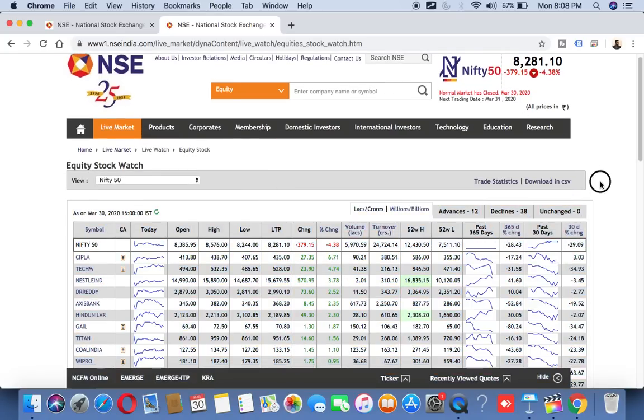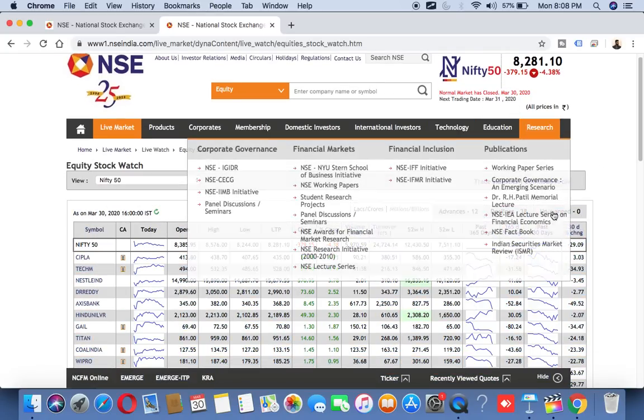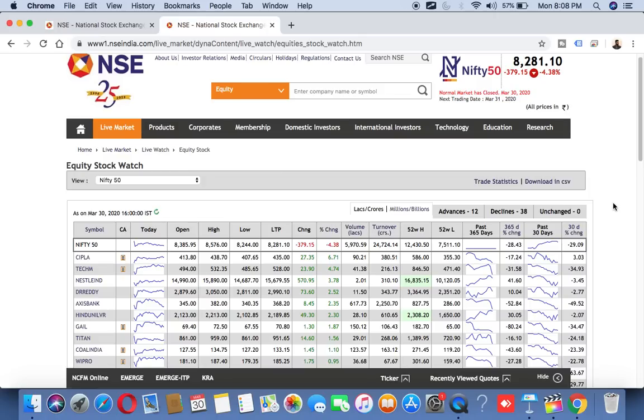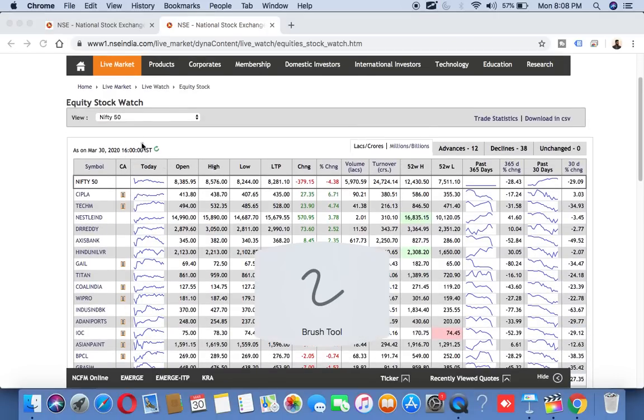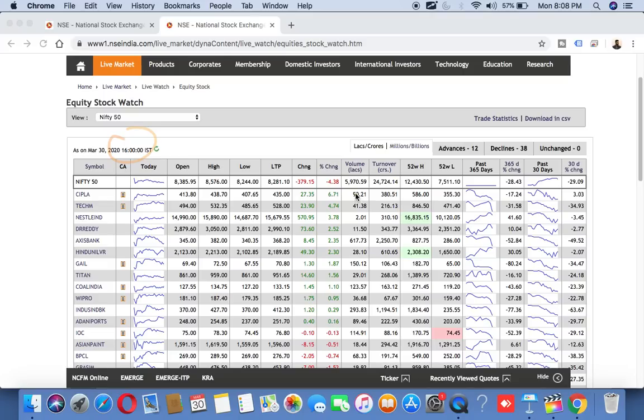So tomorrow when the market opens, or whichever day you're seeing this, whenever the market is open, I think the time will be updated here. Whenever the market is open, the volumes will be updating. Maybe there will be a 1 minute delay or something, but the volume traded will be getting updated in lakhs. So 90 lakhs, 41 lakhs, 2 lakhs, 11 lakhs.